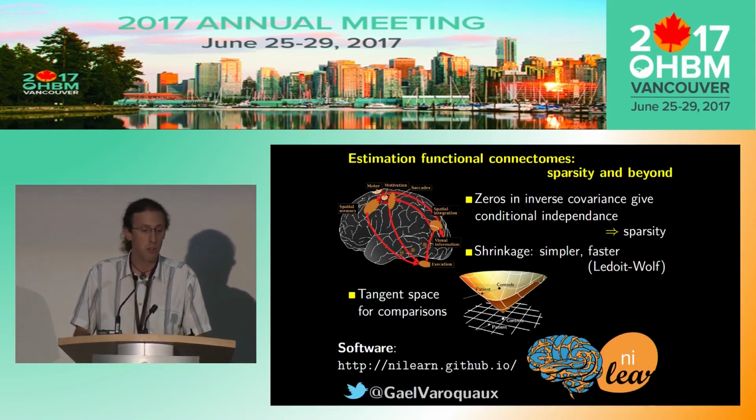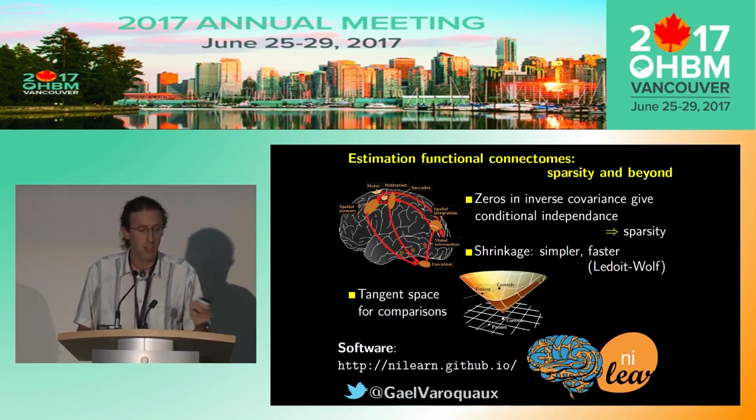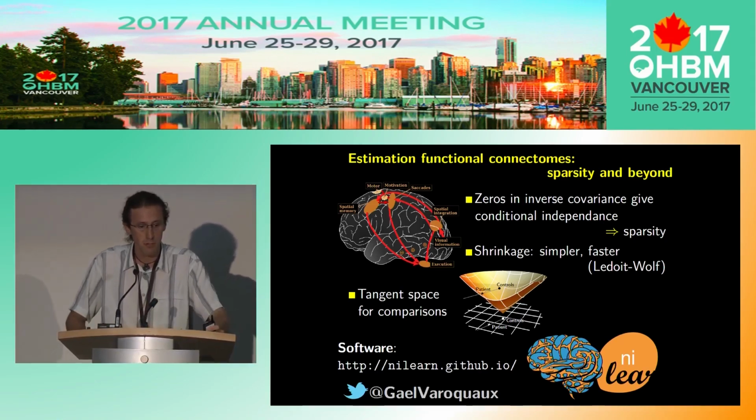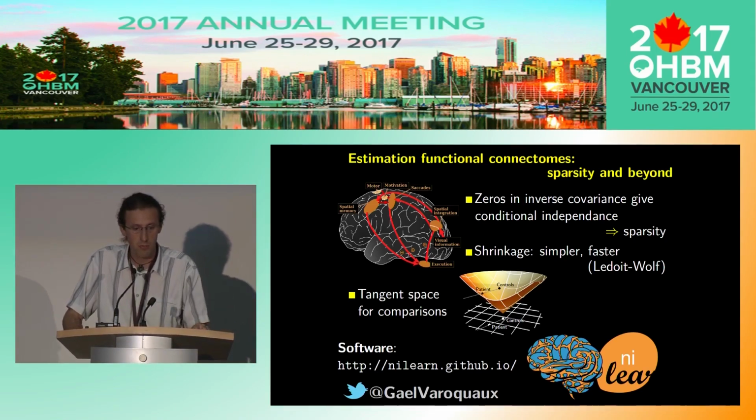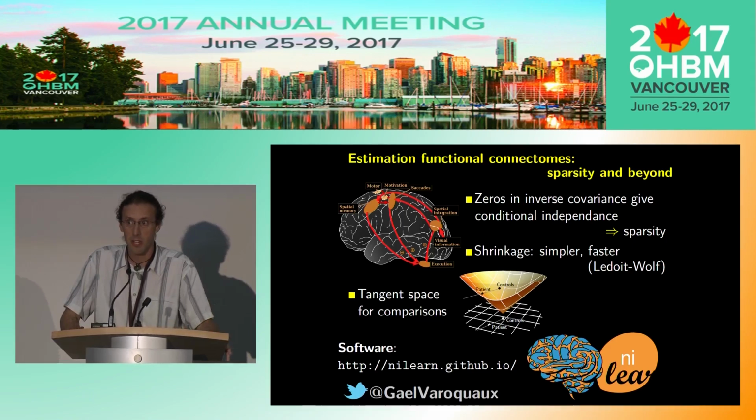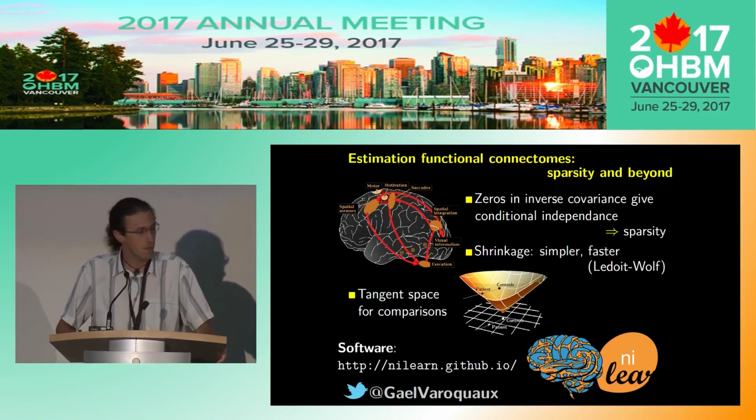And if you want to compare connectomes, then I suggest you have a look at the tangent space because it's been working beautifully for us. All this, by the way, is available in Nilearn, which is a Python toolbox for machine learning for neuroimaging. Thank you.